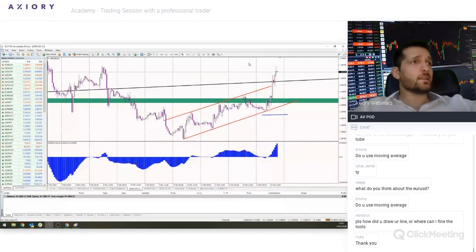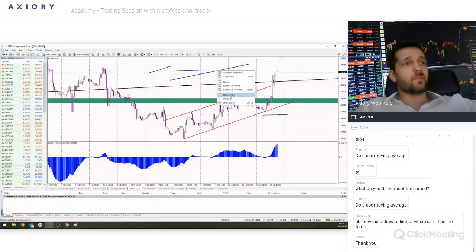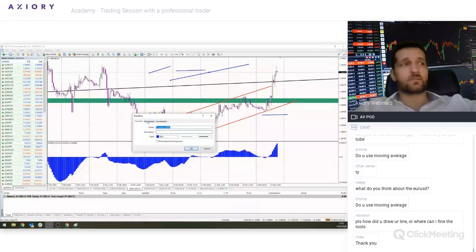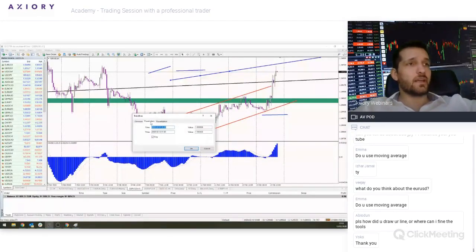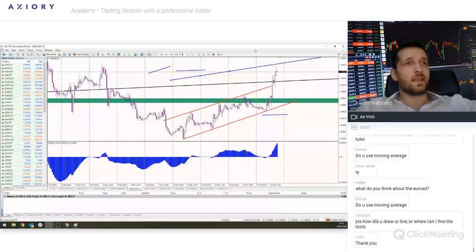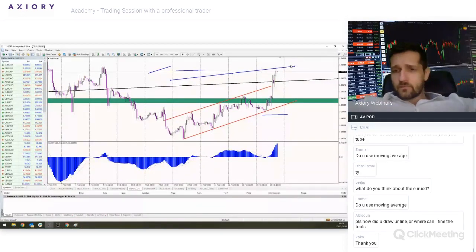How do I draw a line? Here on the platform, you have drawing tools. Here, draw trend line, trend line, trend line. I know what you are asking for. By default, in the trend line properties, here in parameters, you have ray checked. You have to uncheck it. So in order to draw those lines, go to trend line properties, parameters, uncheck ray, and you will be able to set the length of the line yourself. I hope that helps.